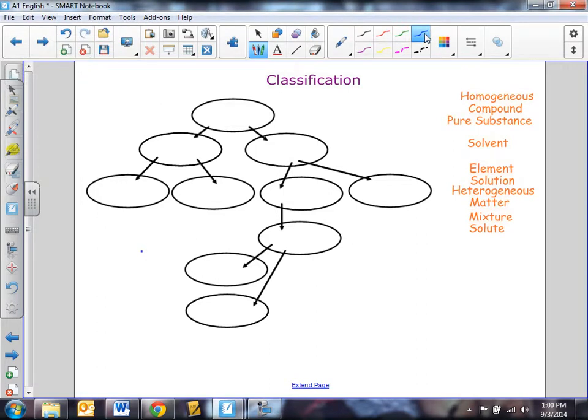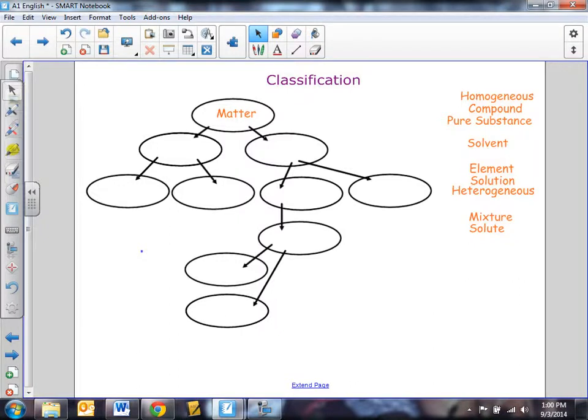So the first thing that we're going to do is talk about what word goes in each bubble. Then we'll talk about what description or definition goes along with it. So our topic here, and I'll just tell you the first word, is to talk about matter. That is our overarching theme. And I'm going to show you how I can classify matter into a whole bunch of different little subcategories.